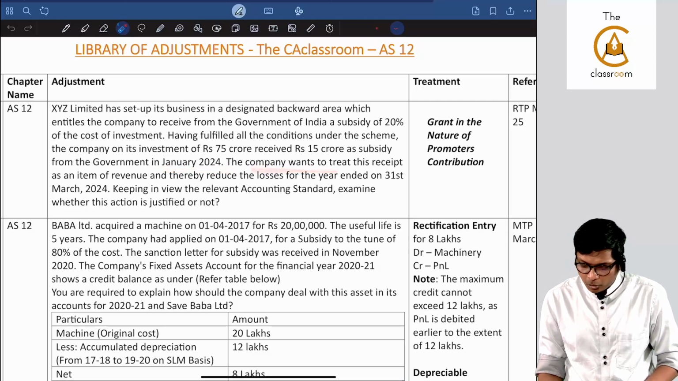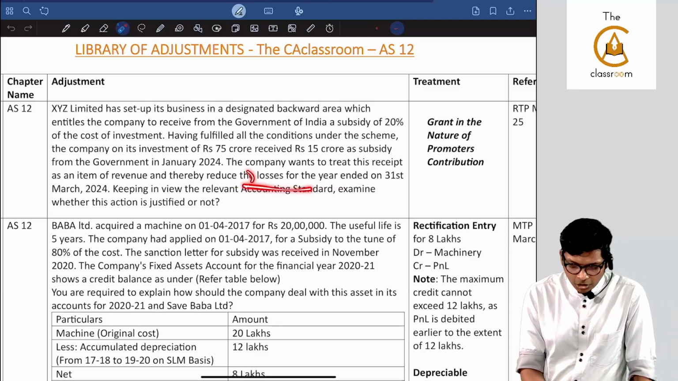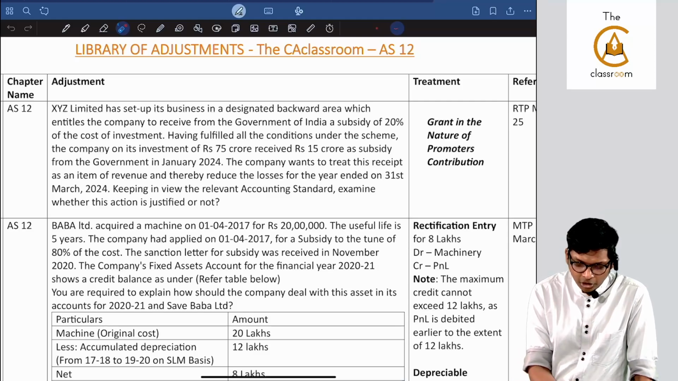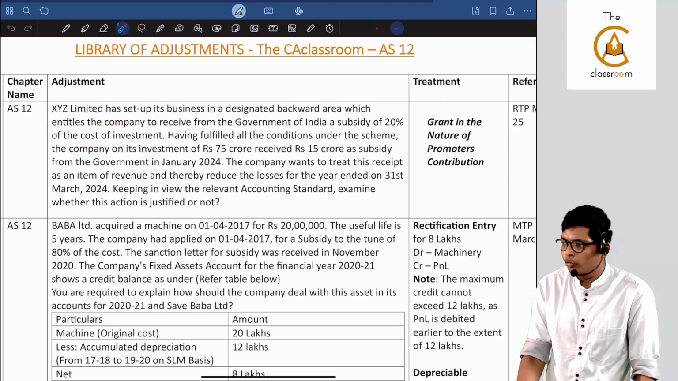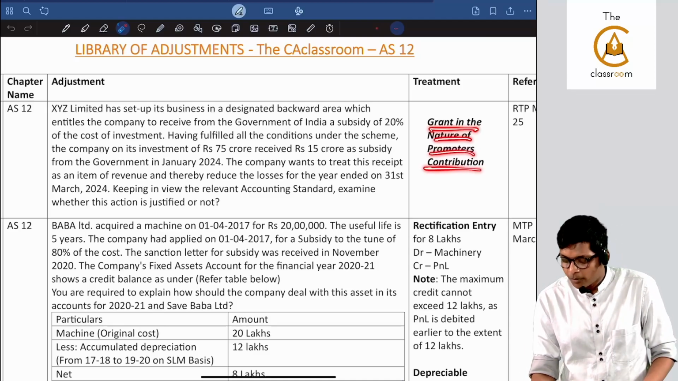The company wants to treat this receipt as revenue and thereby reduce the losses for the year, keeping in relevant accounting AS. Is this correct, guys? No. This is in the case of initial setup cost of investment like a promoter. So what is this grant? Grant in the nature of promoter's contribution.